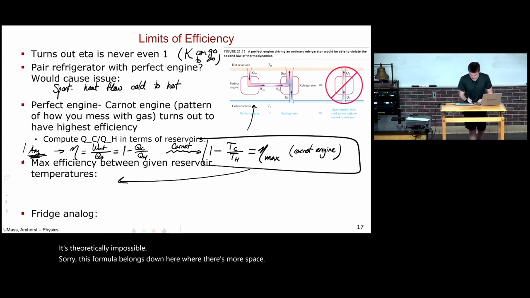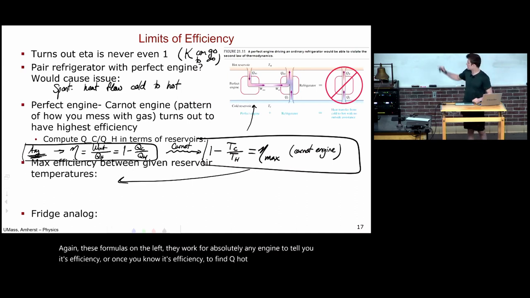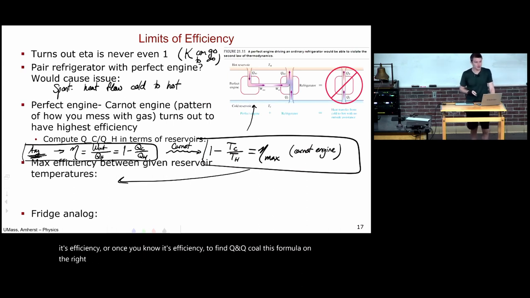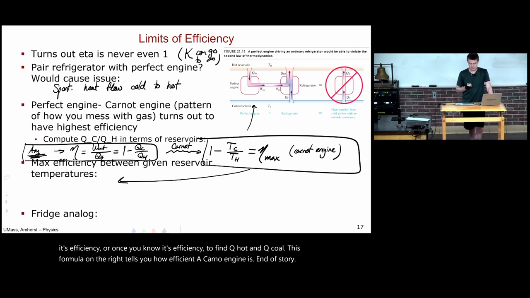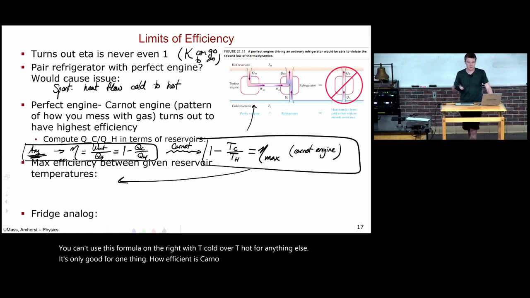Okay, again, these formulas on the left, they work for absolutely any engine to tell you its efficiency, or once you know its efficiency to find Q hot and Q cold. This formula on the right tells you how efficient a Carnot engine is. End of story. You can't use this formula on the right with T cold over T hot for anything else. It's only good for one thing. How efficient is a Carnot engine between these two temperatures?